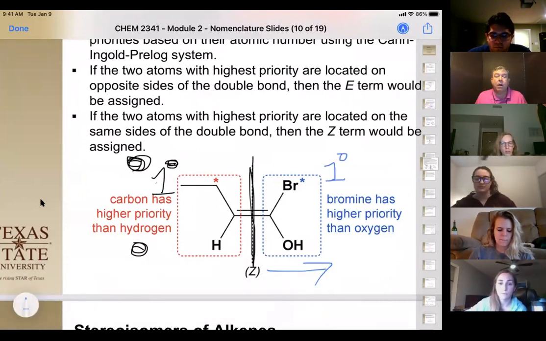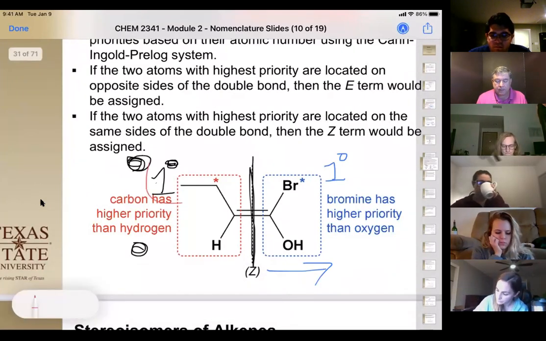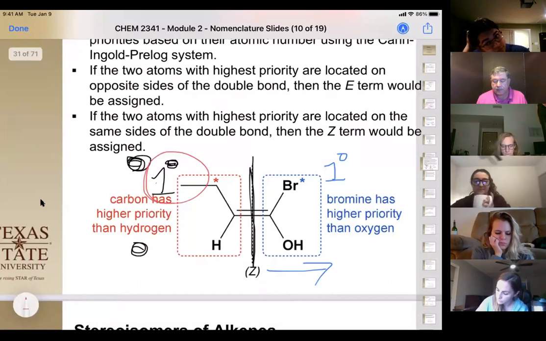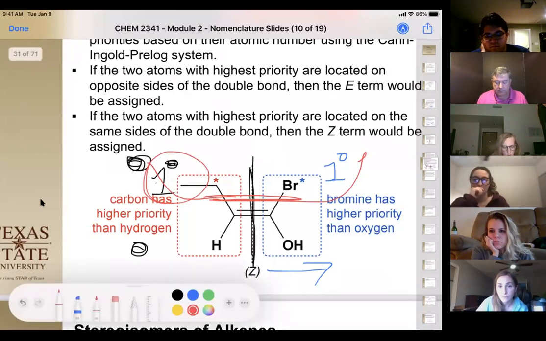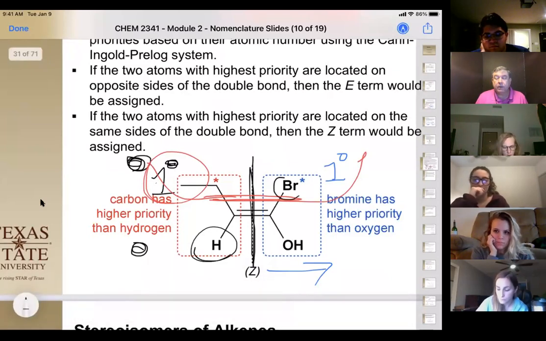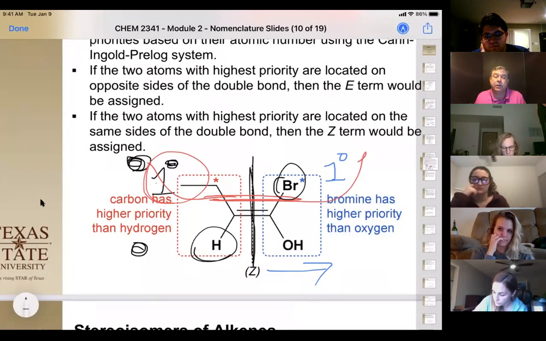And this is the highest priority because it's all about atomic number, not atomic mass. That'll mess you up a couple times. Atomic number. And now that we have our highest priority on this side of the molecule, and they're both on the same side of our thing, we can call that our Z. Zusammen, same side. If they were on opposite sides, so one was down here and one was up here, we would have to use the entgegen E term.